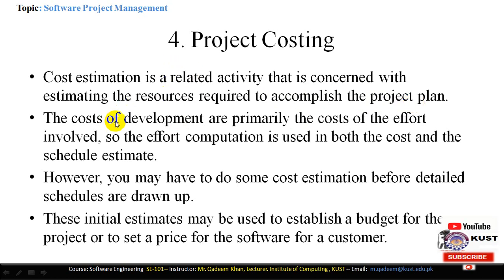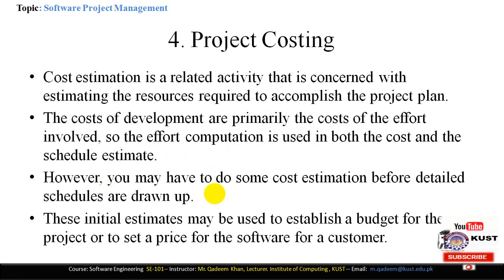Okay, so the costs of development are primary. There are many sorts of cost. Some are called primary cost, some are called secondary cost. For example, the development cost is called the primary cost. Primary costs are those which are the major cost of the effort, that is the effort involved in the development of the project. So the effort computation is used in both the cost and the schedule. So when we want to compute the cost and schedule of the project, we use the efforts.